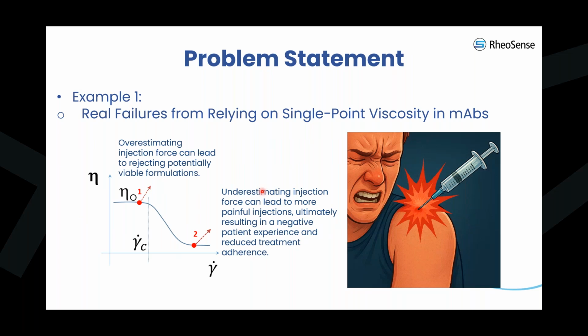So this example clearly shows why a multi-point viscosity profile is essential. A single point viscosity measurement doesn't give you the full picture, and that can lead to wasted resources, rejected formulations, and even poor patient outcomes. To make informed decisions and develop optimized formulations, especially in injectable biologics, we need to understand how viscosity changes with shear rate.